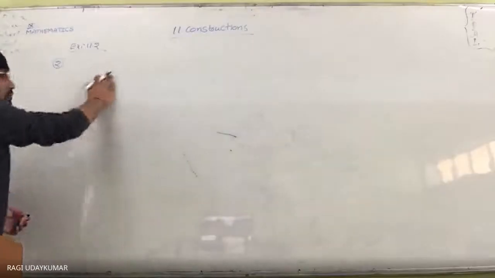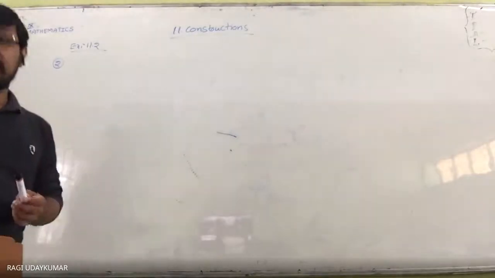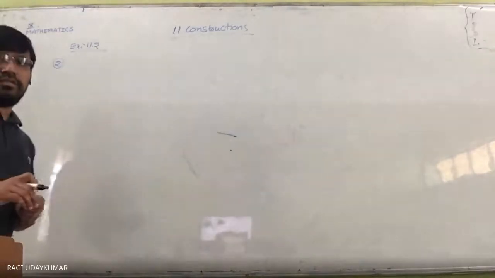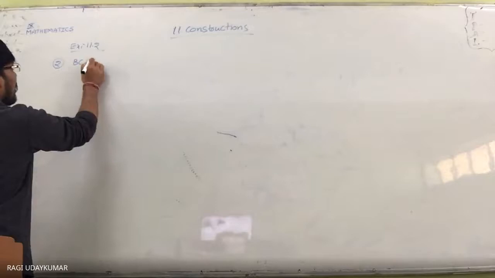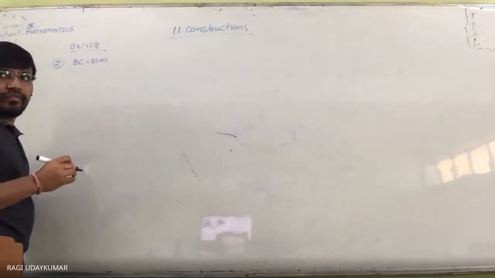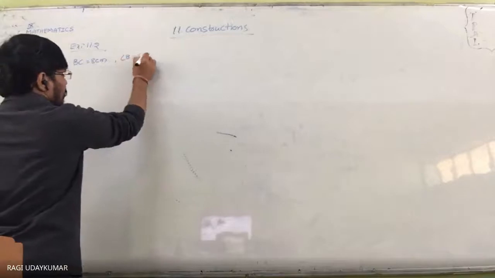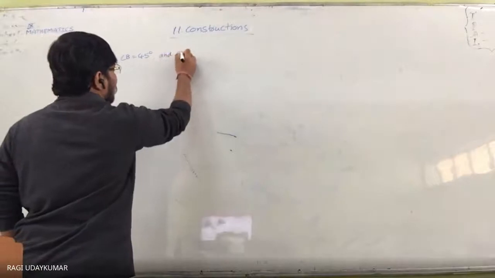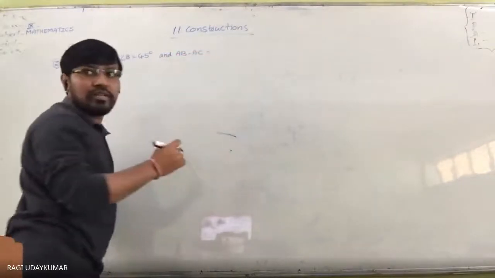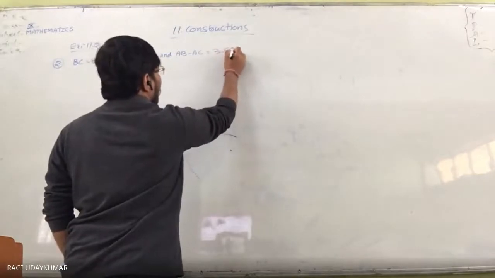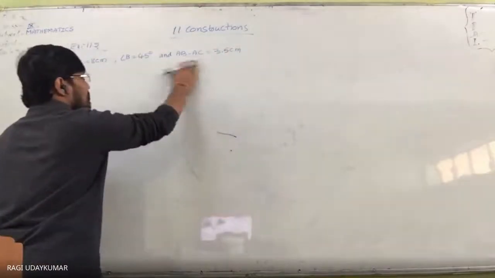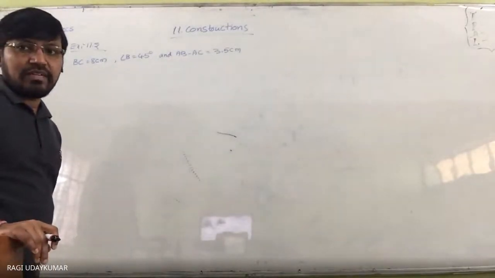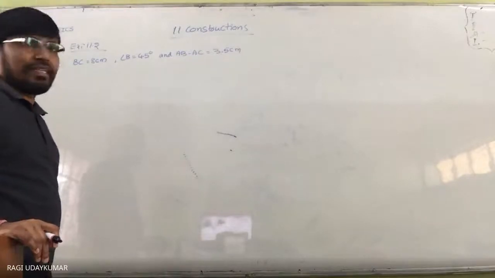See the second problem. So the question is given to you here. Construct the triangle ABC in which BC is equal to 8 centimeters and angle B is equal to 45 degrees and AB minus AC is equal to 3.5 centimeters. So from this, what you can observe? You can observe that AB length is more than AC. Whenever AB minus AC is given, you can consider that AB is greater than AC.